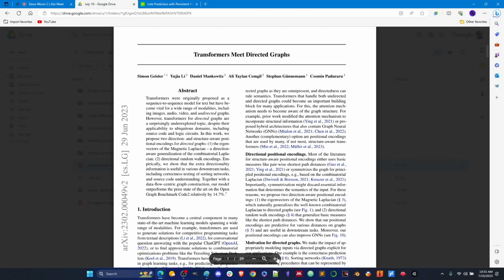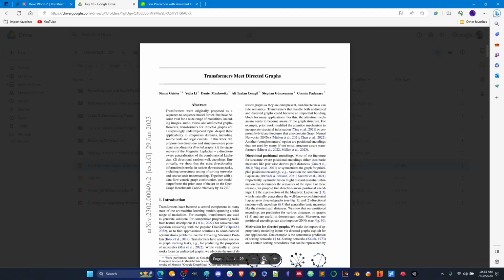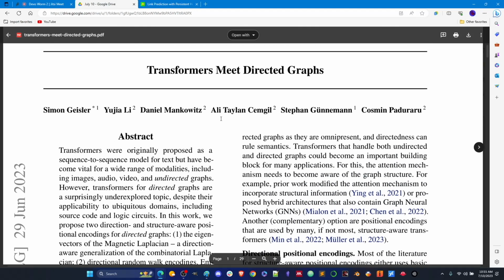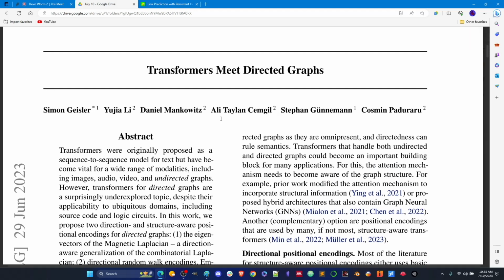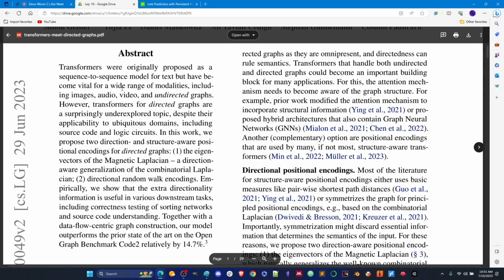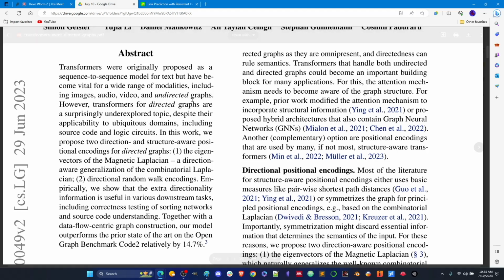So we can use directed graphs, but we can also use transformers, which is a machine learning technique. As opposed to maybe using graph neural networks, we can also use transformers and use them in a similar way. So the abstract reads, transformers were originally proposed as a sequence-to-sequence model for text, but have become vital for a wide range of modalities, including images, audio, video, and undirected graphs.